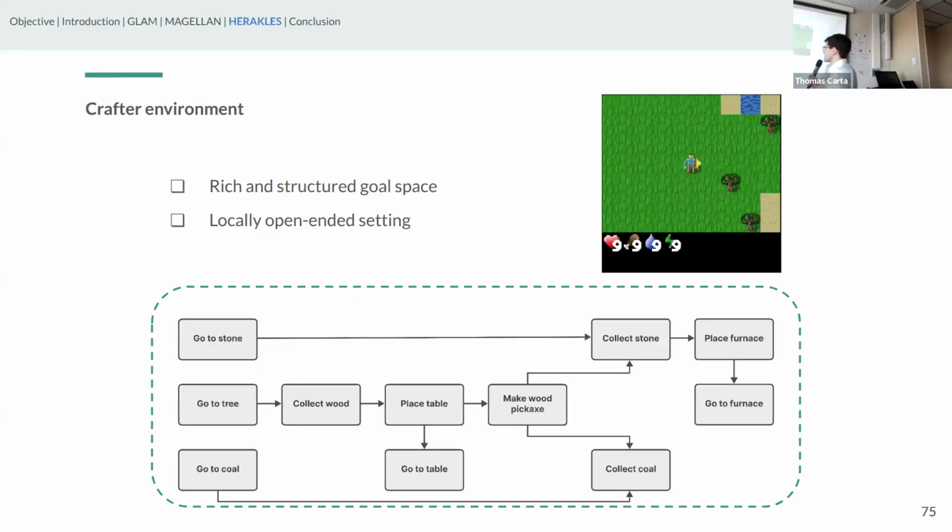We test our method in the Crafter environment, which has a rich structured goal space. So as you can see here, you need, for instance, to go to a tree, then collect food to place a table. And once you have placed a table, you can make a wood pickaxe. Such an environment, we can call it locally open-ended, because during the time of the training, until you reach the end, the agent is also able to discover new artifacts and new skills as it progresses.